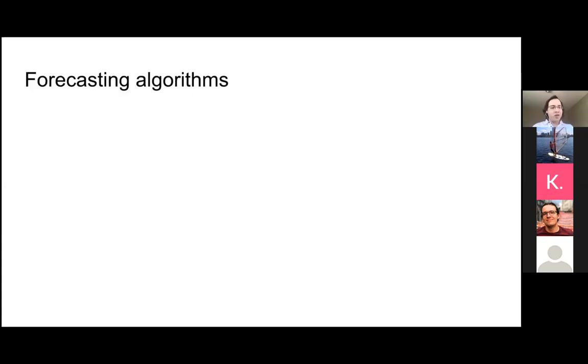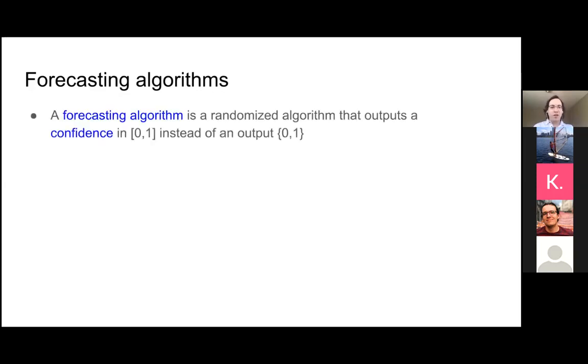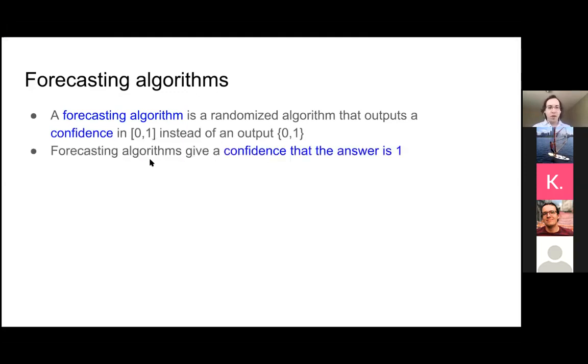In order to talk about that, let me talk about forecasting algorithms. These are algorithms that basically act as predictors. They are randomized algorithms that output a confidence in [0, 1] instead of outputting just 0 or just 1. So instead of a Boolean output, they give a real number output. Intuitively, this real number represents the confidence the algorithm has that the answer is 1 on this input.